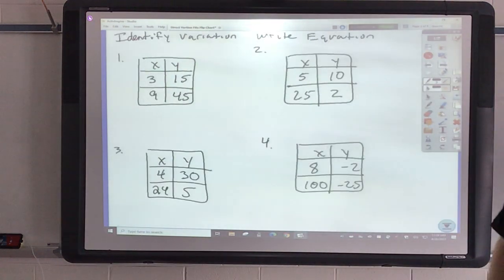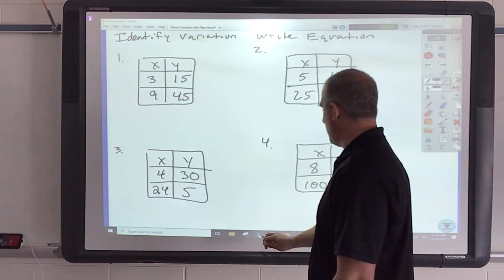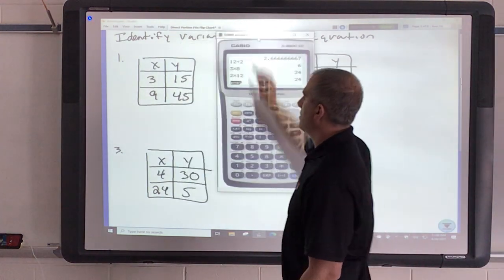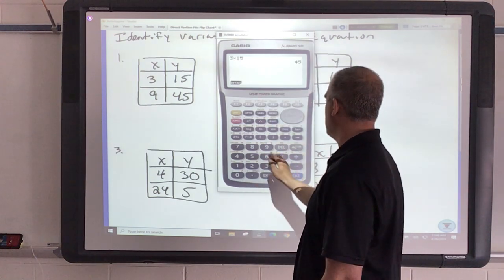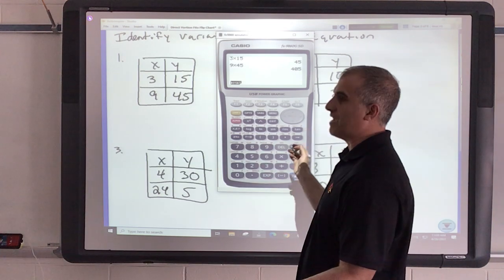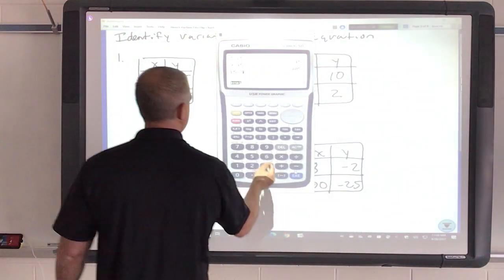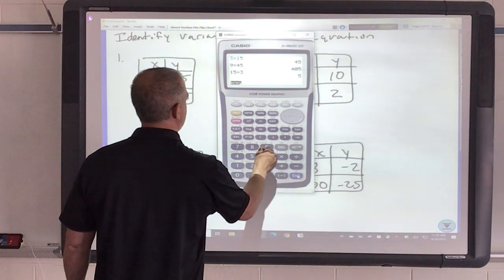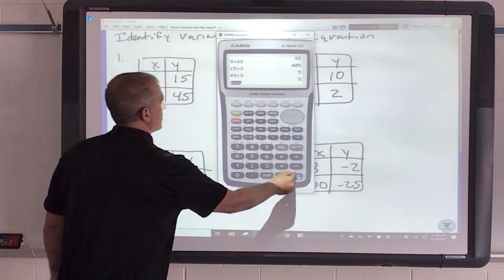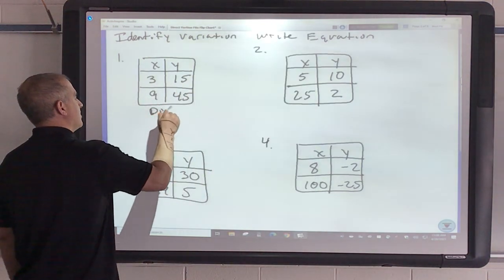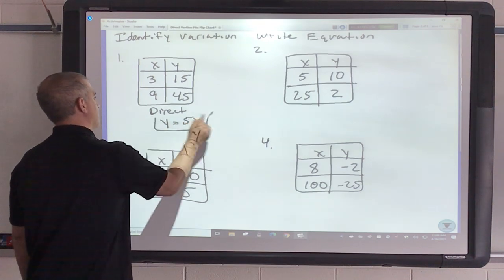All right, so let's go through some examples. Identify the variation and write the equation, okay? If you prefer the multiplication, it doesn't matter which one you try. If I do 3 times 15 and 9 times 45, it's not the same, so it's not inverse. So let's divide 15 by 3 and 45 by 9. If you notice, I get 5. So this is direct, and the equation would be y equals 5x.